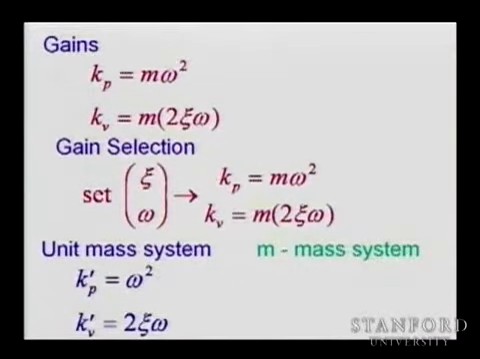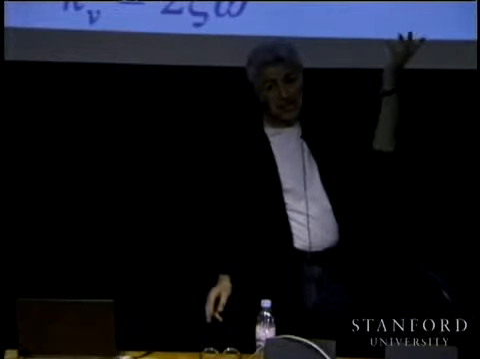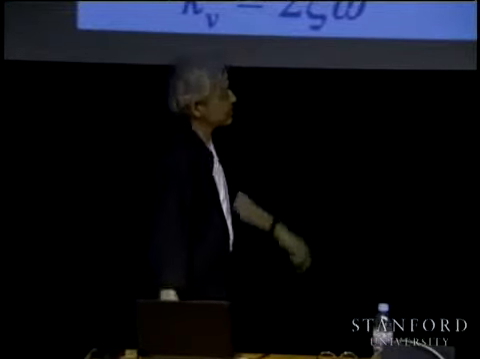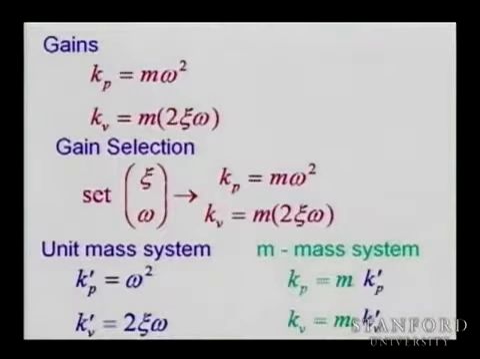Okay? But we know the system is not going to be a unit mass. So for this M mass system, what are the gains? Gains from this Kp prime and Kv prime. What would be Kp for a system with mass M, using Kp prime? Kp will be M times Kp prime. And Kv just linear. So you take M and you scale your gains. Okay? Well, what is the big deal about this? Why am I talking about it? Well, the big deal is that M is going to change.